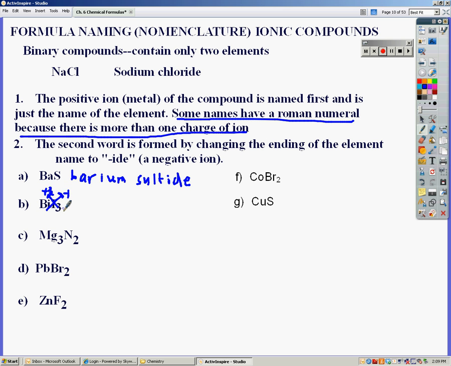That's the charge. Backwards crisscross won't work though whenever your subscripts have been reduced, and we'll talk about that in just a minute. Let's first write the name of this compound.